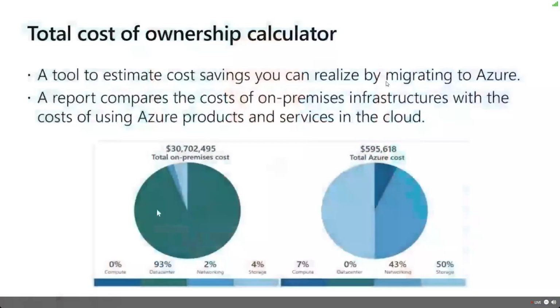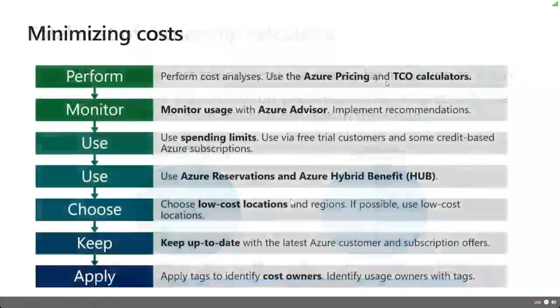So let me go ahead and switch back into our slides and finish off with some of the other things we have in the calculator. I talked about the total cost of ownership. What you're seeing here is an example of what the reports would look like, and there are some sample reports you can use. So how do you minimize costs? What are some best practices?